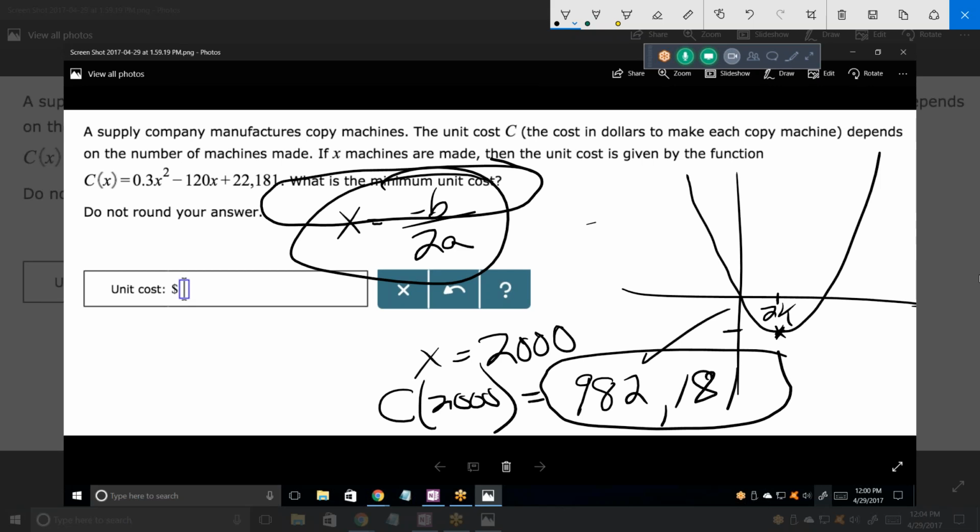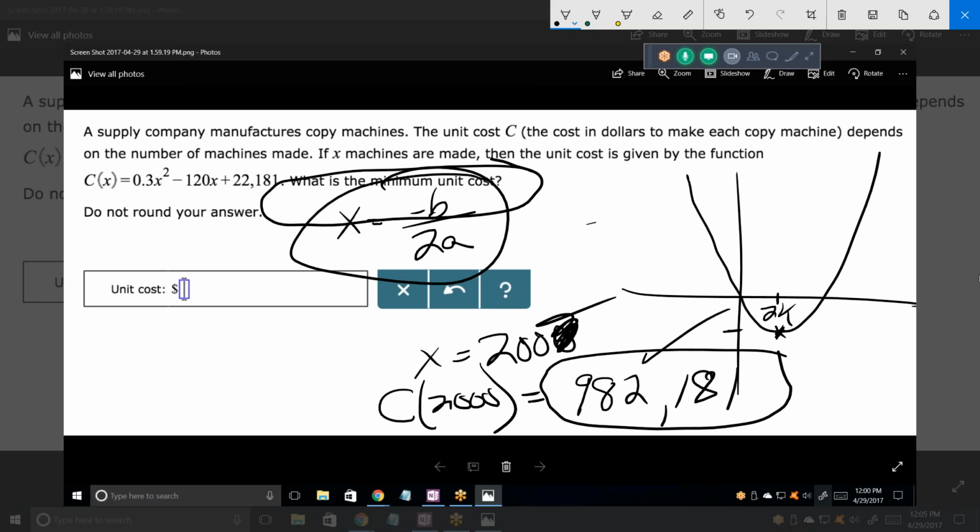I mean, I guess. Okay, minus B is 120 divided by 2 times A, which is 0.6. Oh, I did make a mistake. I put .006. That's 200. 200, not 2,000. Okay, now that's going to make a difference.